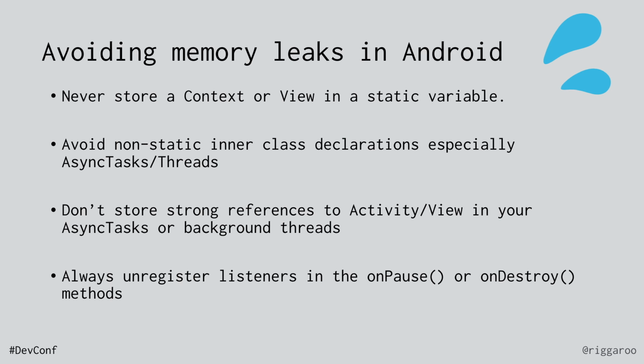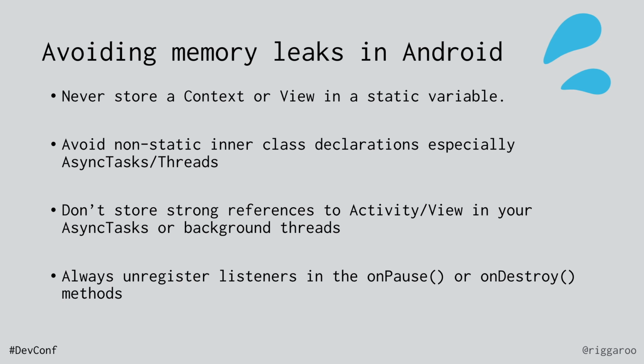If there's one thing that you take away from this talk, it must be this. Okay? Never store context or a view in a static variable. And I mean never. This is an instant memory leak. Because of the way the Android lifecycle works, storing a context in a static variable will hold a reference to it throughout your whole app's lifecycle. So it's not a good idea to do this.